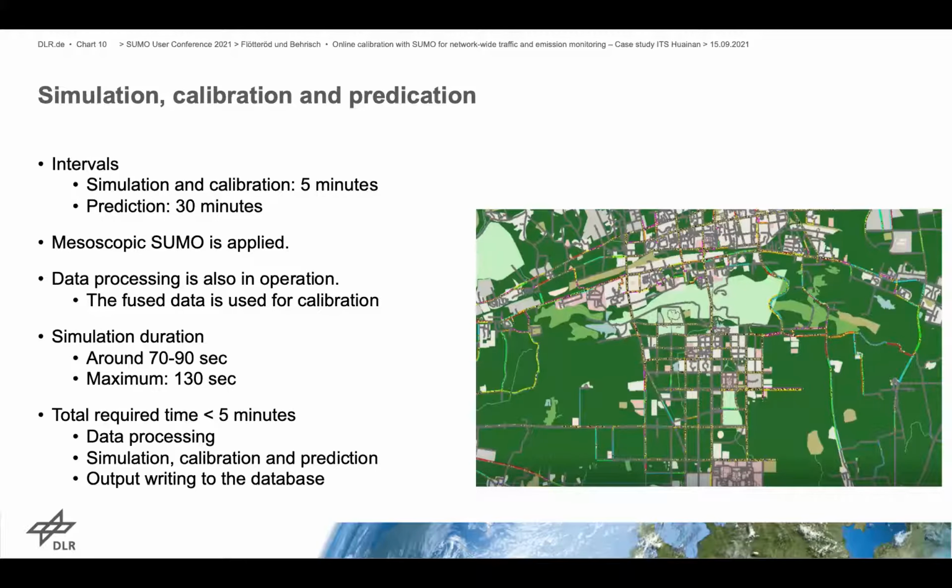So up to now, the simulation duration for each 5-minute interval is usually between 70 and 90 seconds, and the maximum duration is around 130 seconds. And the total required time for data processing, simulation, calibration, prediction, and output writing to the database is less than 5 minutes, and it corresponds to the expected performance.